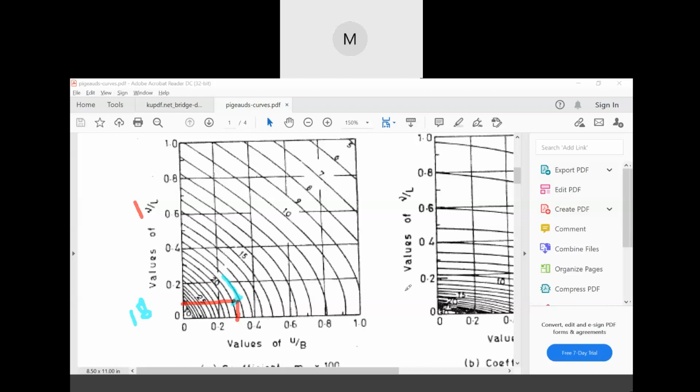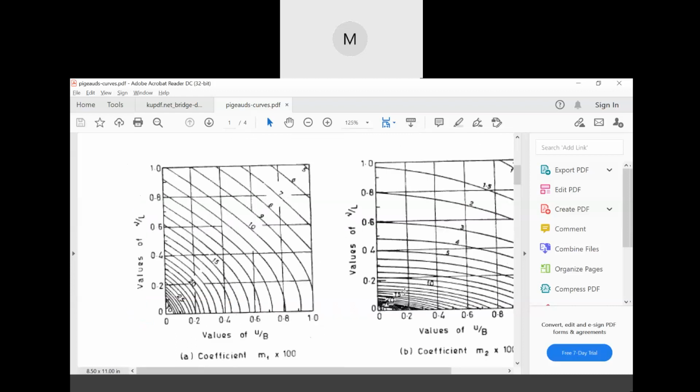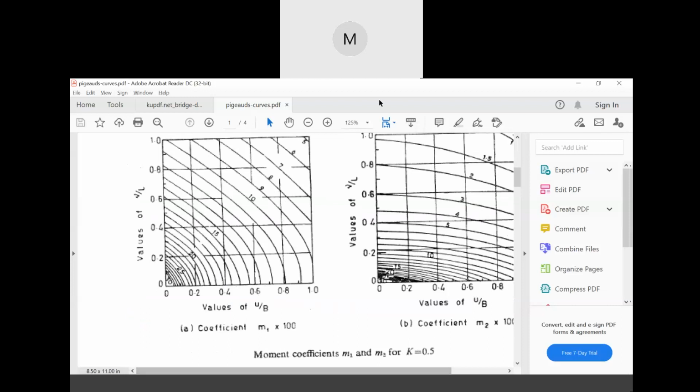Now how will you find out small m1? If you see the graph, it is given as small m1 into 100 equal to 18, right? So coefficient small m1 into 100, we got here 18. Therefore, small m1 equal to 0.18. Is it clear?